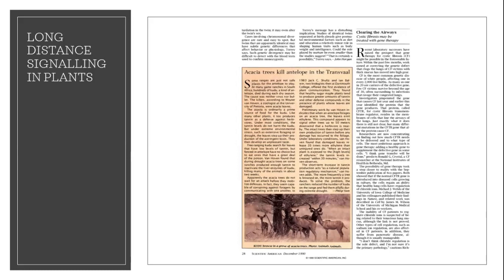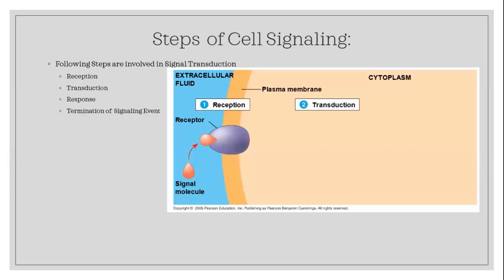Now, this is an example of long distance communication, or carrying the hormone over a long distance. After understanding this, let's talk about signal transduction and the various steps in it. When you talk about signal transduction, there are four important steps. The first step is reception of the signal. Second is transduction of the signal. Third is the response, which is to be produced by the cell. And fourth is the termination of the signaling event.